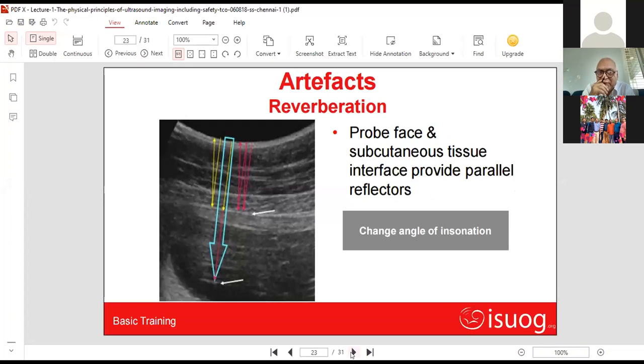Again, this is reverberation. The probe face and subcutaneous tissue interface provide parallel reflectors. So again, in the subcutaneous tissue we can see a lot of waves returning superficially and not from the depth. This will cause artifacts. It gives some false images, some false brightness or false dark lines in the image. Again, we avoid it by changing the angle of insonation. Next slide, please.